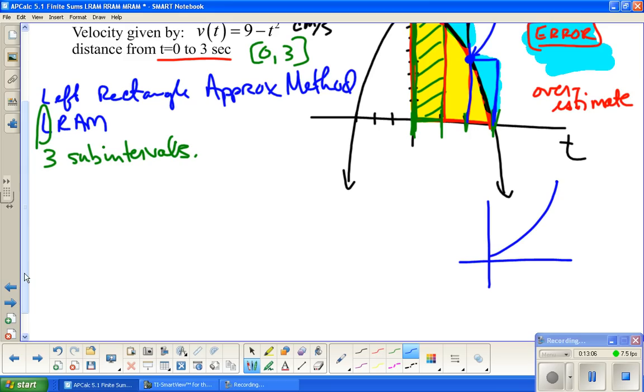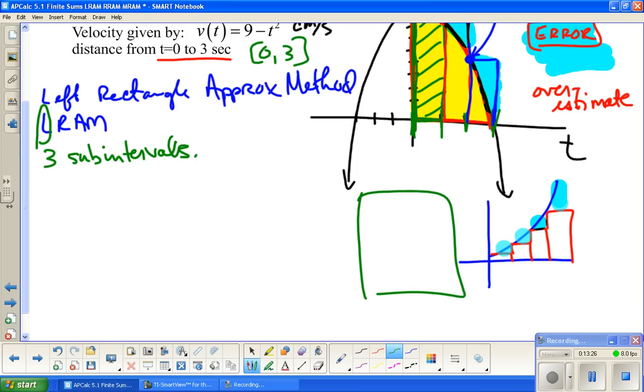If I had something like this, and we'll see this in a second, then a left RAM would actually be an underestimate because I'd have error that I wasn't counting. So instead of overcounting, I'd be undercounting. Okay, so quick little note to self here. For LRAM, if the function's increasing, it's an underestimate. And if the function's decreasing, it's an overestimate.